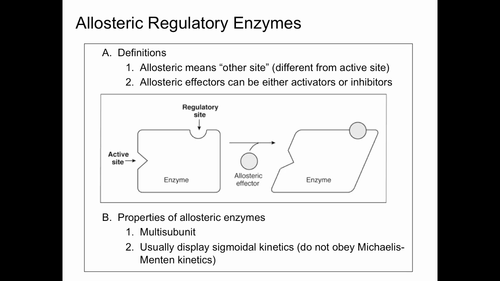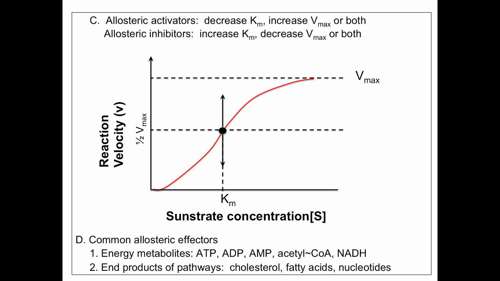By binding to an allosteric site, these allosteric activators or inhibitors may ultimately influence the way that these multi-subunit enzymes assemble. A key difference between allosteric regulatory enzymes and the enzymes we looked at a moment ago is that allosteric regulatory enzymes generally display sigmoidal kinetics. This is probably because most of these are multi-subunit. Therefore, they do not obey Michaelis-Menten kinetics. If we were to look at a graph for an allosteric enzyme, it would look something like this.